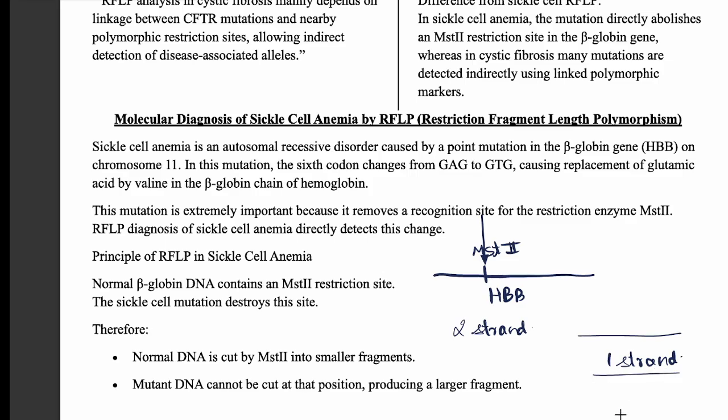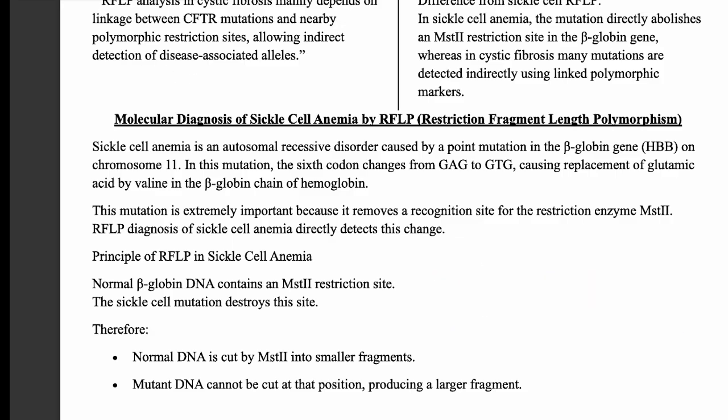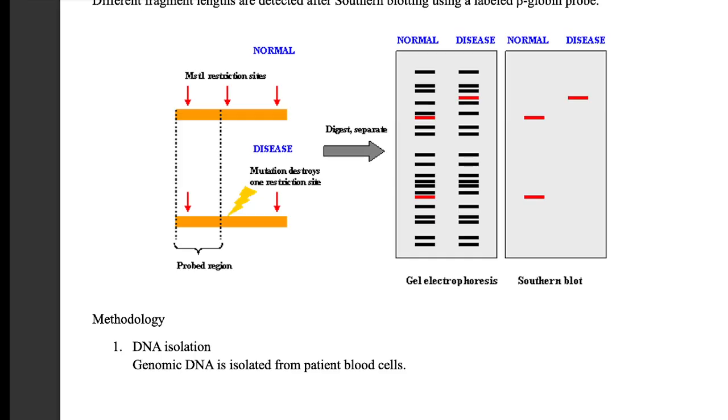So now this can be easily detected through the RFLP analysis, and we can say that yes, the person is either a carrier or is definitely infected from the disease, or is perfectly normal and is not affected from the disease. So here you can see I have also brought a diagram.